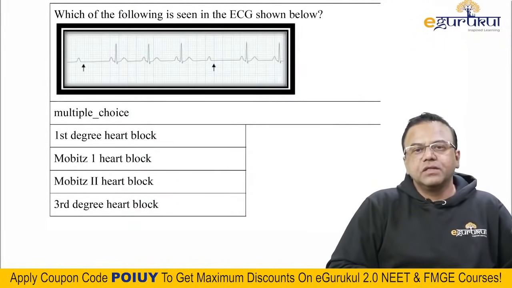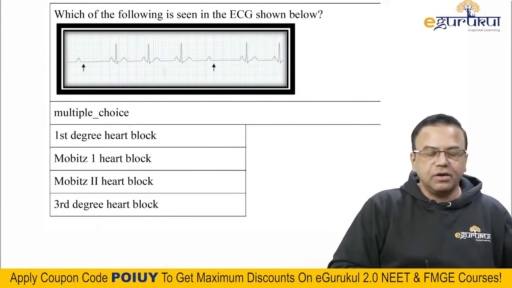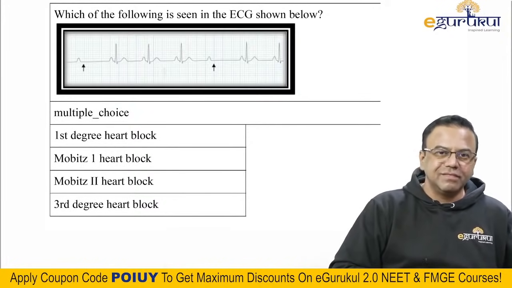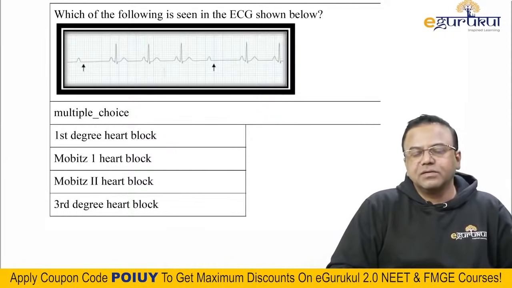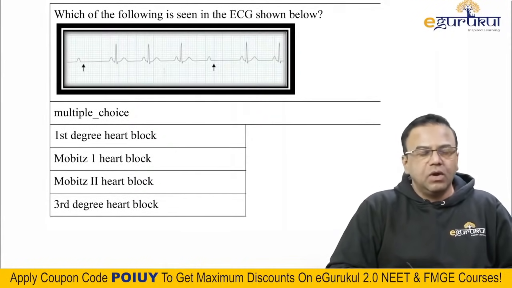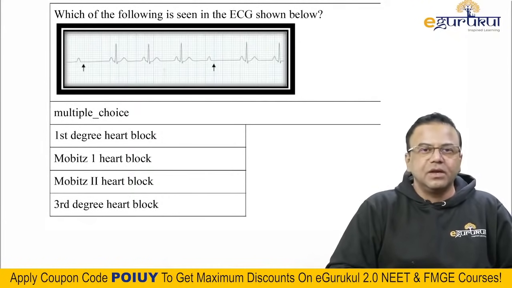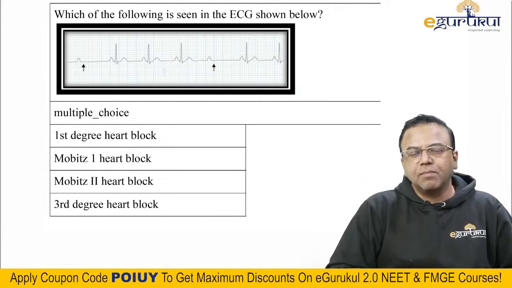Which of the following is seen in this ECG? So we've discussed the images at length in our vibe sessions, and I'm sure you are taking benefit from that. But this is a very easy ECG, and you can make out that after the P wave, the QRS is not occurring. Once you have a P wave that is not followed by a QRS, then this is classically a type 2 heart block.